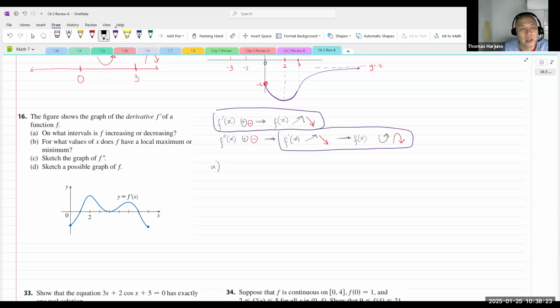Now, let's look at the question in part A. On what interval is f increasing? That's the interval where f prime x is positive. That is between 1 to 4 and then 4 to 7, huh? Increasing on 1 to 4 union 4 to 7.